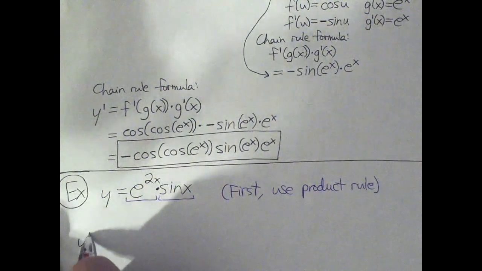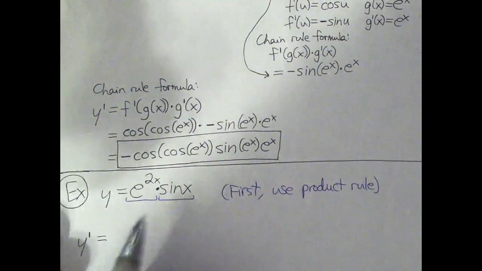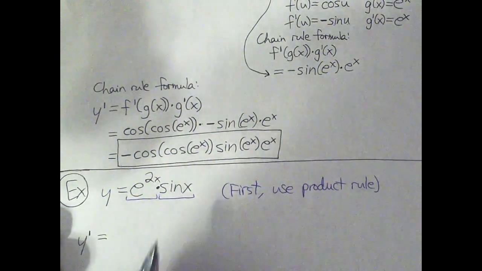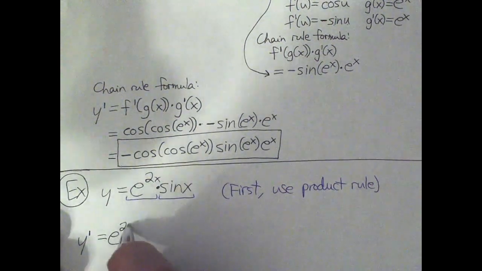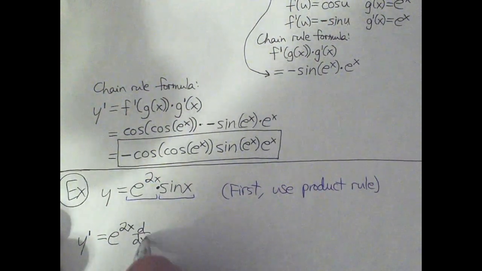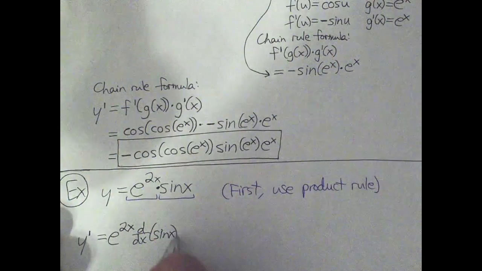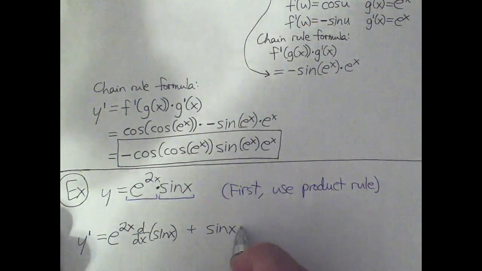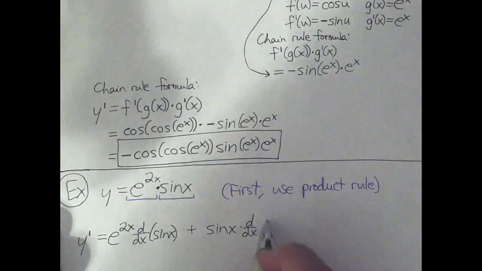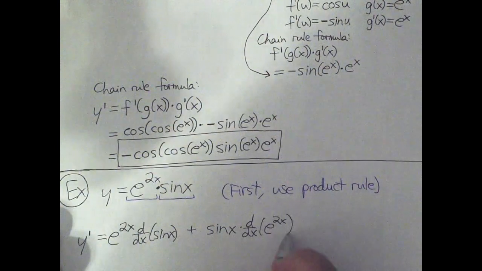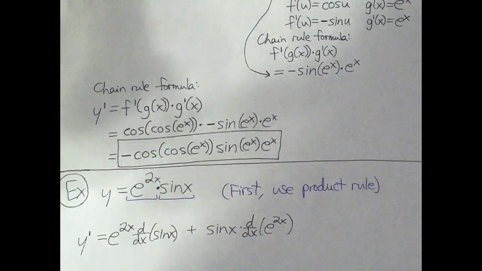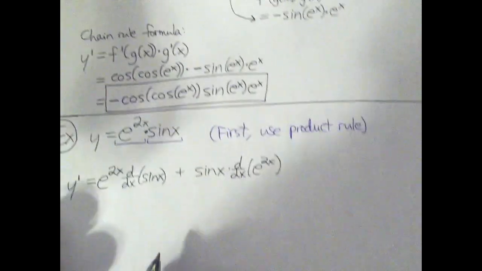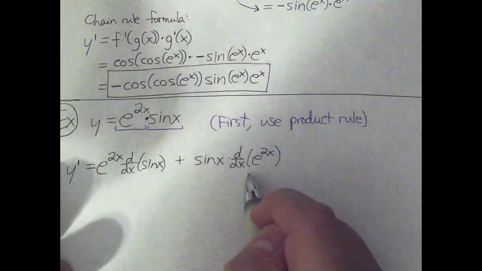So I'm going to do y prime is equal to, remember the product rule? First function times derivative of the second one plus sine, second function times derivative of the first one. All right, take a look at this. We do need the chain rule, don't we? For this part right here.